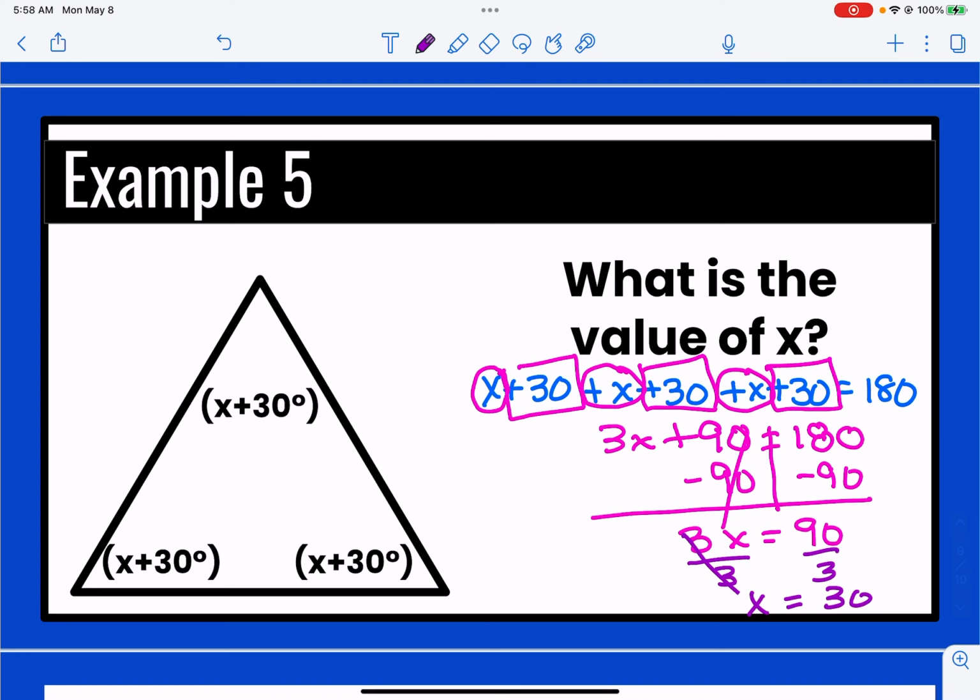Now, this time I just want you to notice, the question did ask me what is the value of x, and x is equal to 30, so that is my answer. But if they had asked me what is the measure of each angle, well, 30 would not be my answer, because the measure of each angle is 30 plus 30, which would be 60. So each one of these angles is 60 degrees. And that makes sense because 60 plus 60 plus 60 would be 180. But again, the question did say, what is the value of x? So my answer is 30.